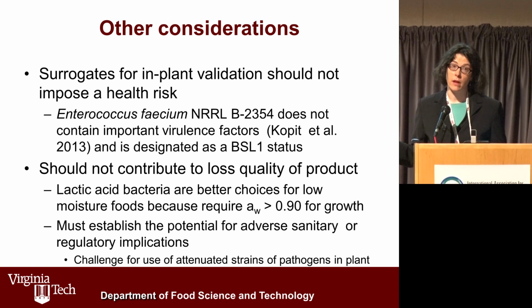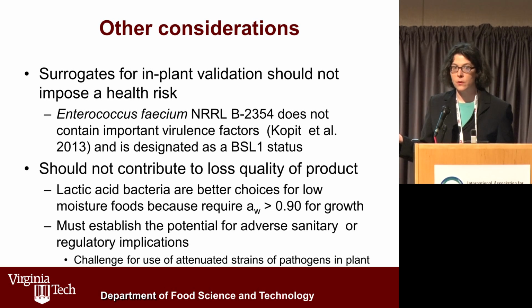Also consider whether or not these surrogates are going to create any problems associated with loss of quality for the product. So I know that can be of concern, especially with the lactic acid bacteria that are used. Lactic acid bacteria make a much better choice for things like low water activity foods because you don't have high enough water activity for them to start wreaking havoc in the system. But for meats and other systems, that is something that needs to be considered before those would be used.